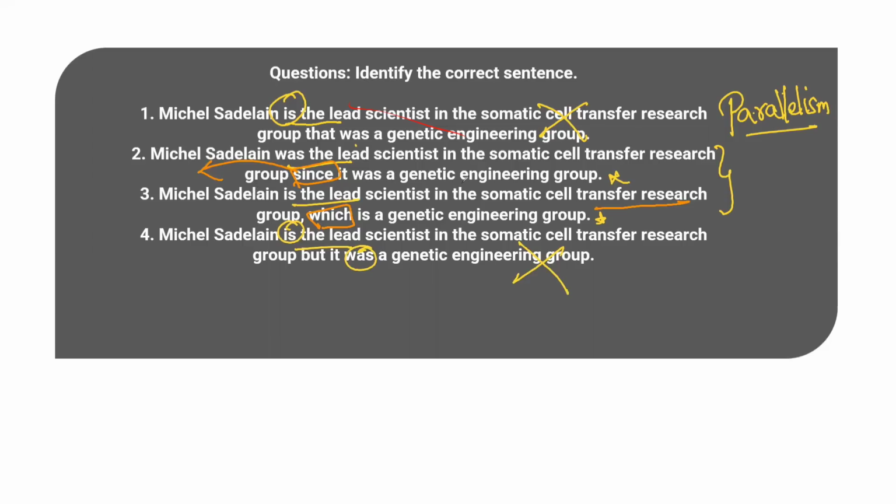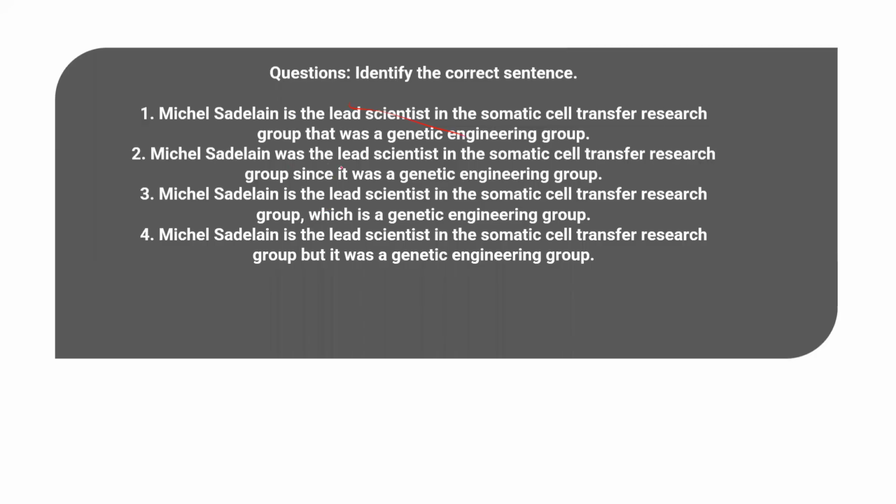Right now, that is not actually what we need. What we need is something that can point to the preceding noun. So it is which points to that. Yeah, which points to that. So obviously the answer is option number 3. Right, so this is the right answer. Option number 3. Michael is the lead scientist in semantic cell transfer research group, which is a genetic engineering group. Hope you've understood that.